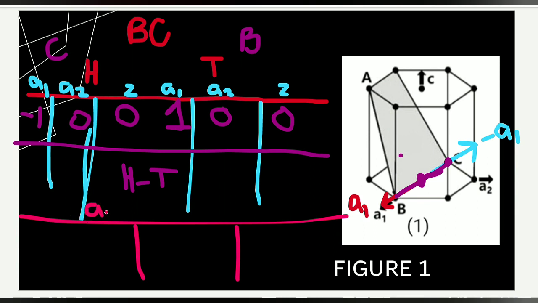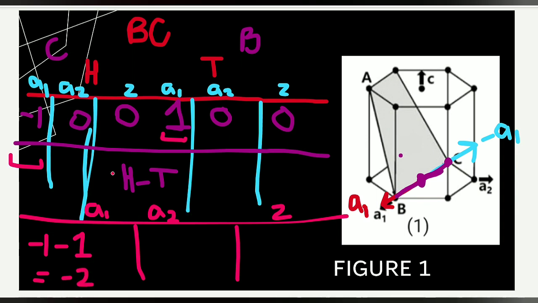Here we'll do it for A1. Here we'll do it for A2. And here we'll do it for Z. Okay, for A1, head coordinates minus tail coordinates. This is the head coordinate, and this one is the tail coordinate. Head is minus 1, so it will be written first because the order is like that. Head coordinate minus tail coordinate, by the formula. Tail is 1. Minus 1 minus 1 is equal to minus 2.